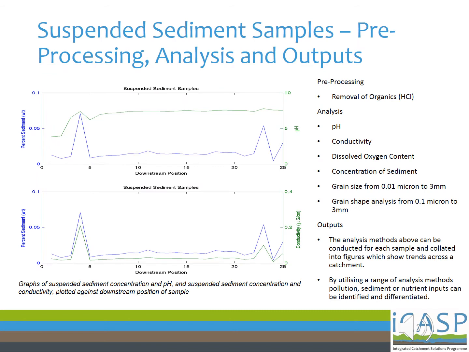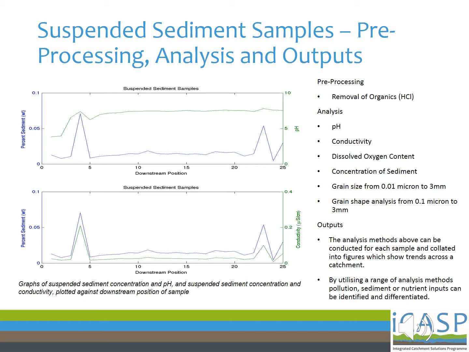SPALL can collect suspended sediment loads and bed loads, and the analysis techniques and outputs are slightly different for each. For suspended loads, you can pre-process by dissolving the organics within the sample using hydrochloric acid. This will allow you to know what percentage of suspended sediment is organic, from soil, farm animals and wastewater treatments, and which is not, such as fine sediment from bedrock.